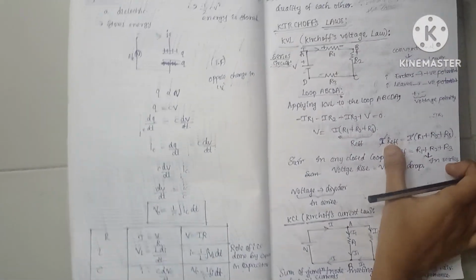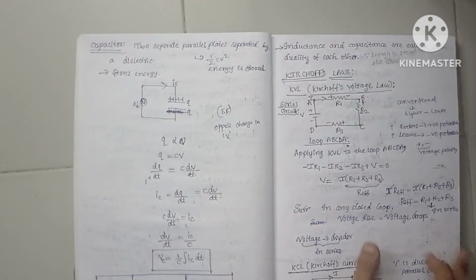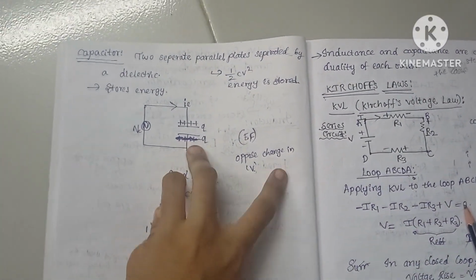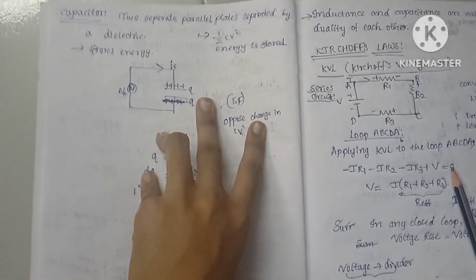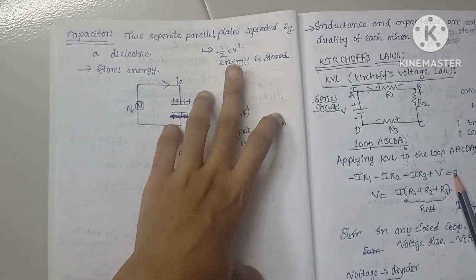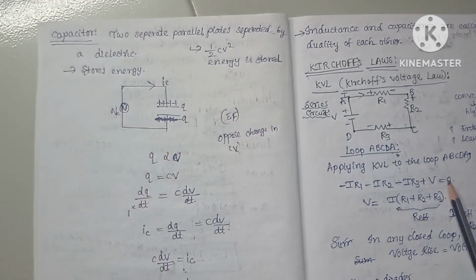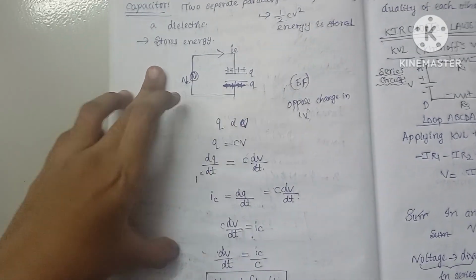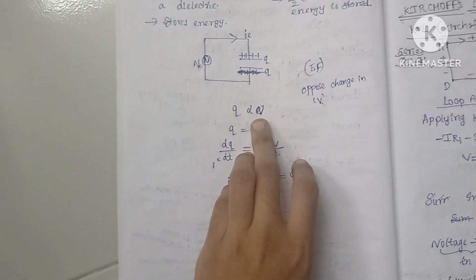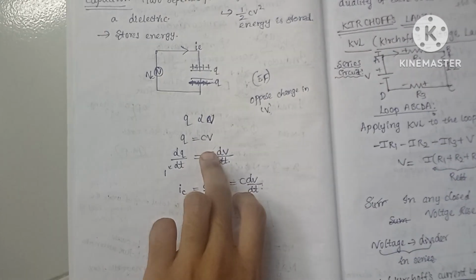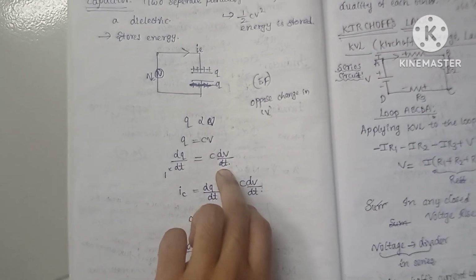And now coming to the capacitor, which is the last topic, and in the next video we will go through Kirchhoff's laws. In the case of this capacitor, two separate parallel plates are separated by a dielectric. In the capacitor also, energy is stored. It will not dissipate energy. It will store energy in the form of half C V square. Now Q is directly proportional to V, that is, charge is directly proportional to voltage in the case of a capacitor. By removing the proportionality constant, we can write Q is equal to C V, and by differentiating this, dQ by dt is equal to C into dV by dt.